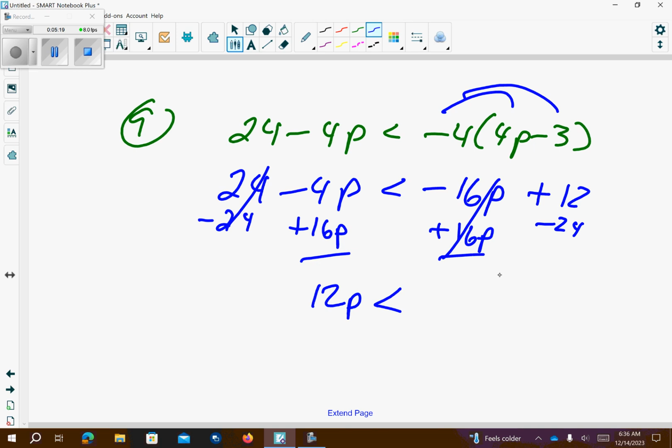So this is going to give me 12p is less than 12 minus 24, which is negative 12. Divide both sides by 12. So p is less than negative 1.